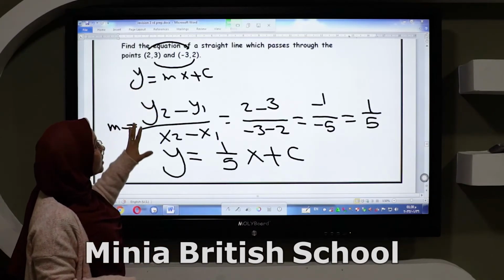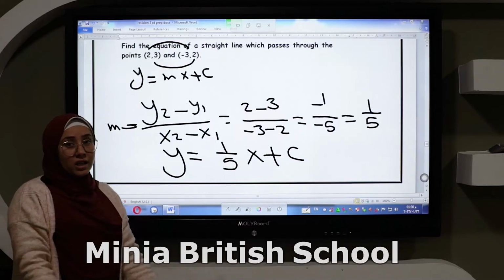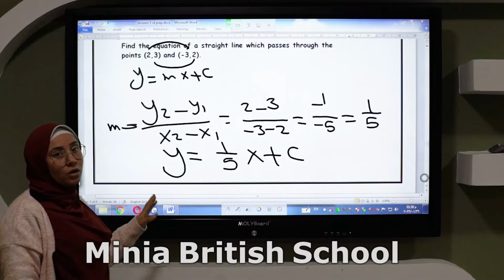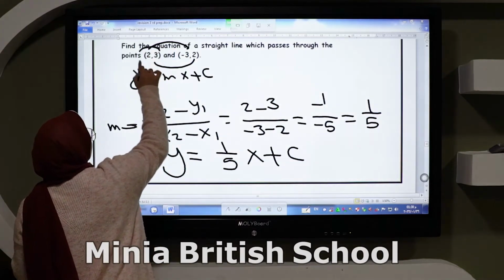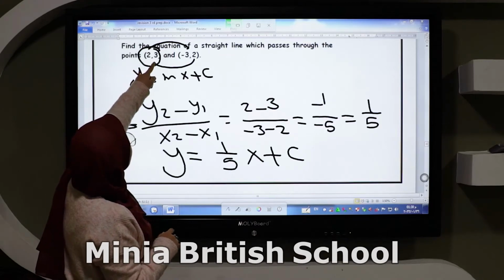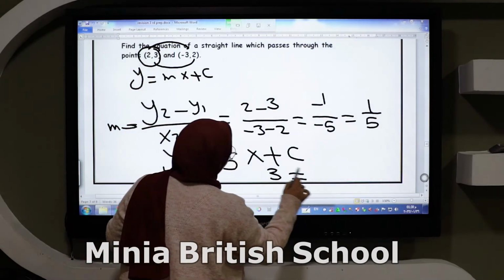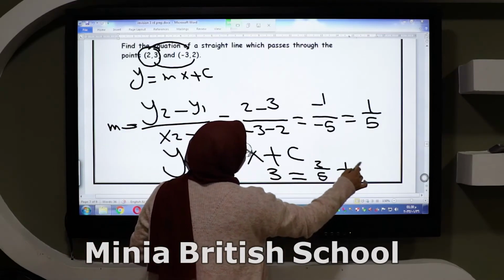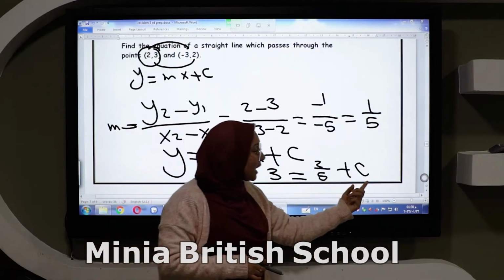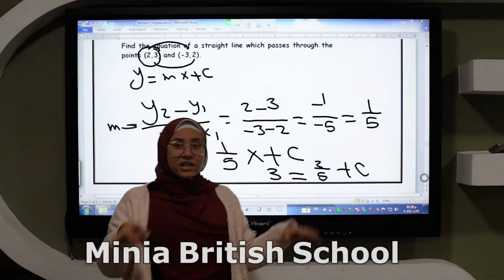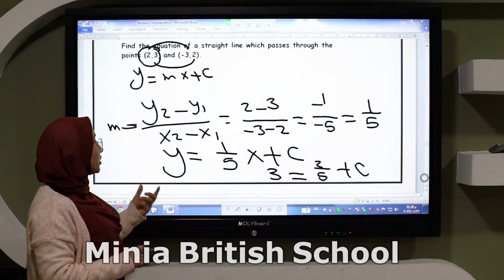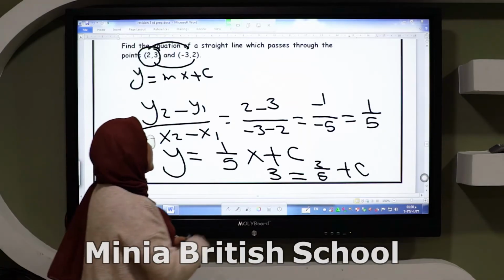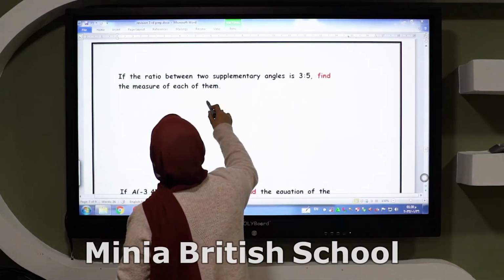Any point of these satisfies the equation of the straight line, so you can substitute by any one of them. Like if you substitute by the first one, y equals 3 and x equals 2, so 2 times 1 over 5 equals 2 over 5, plus c. You can simplify this to find the value of c. Then please write the equation after you find the value of the slope and the intercept on the y-axis.